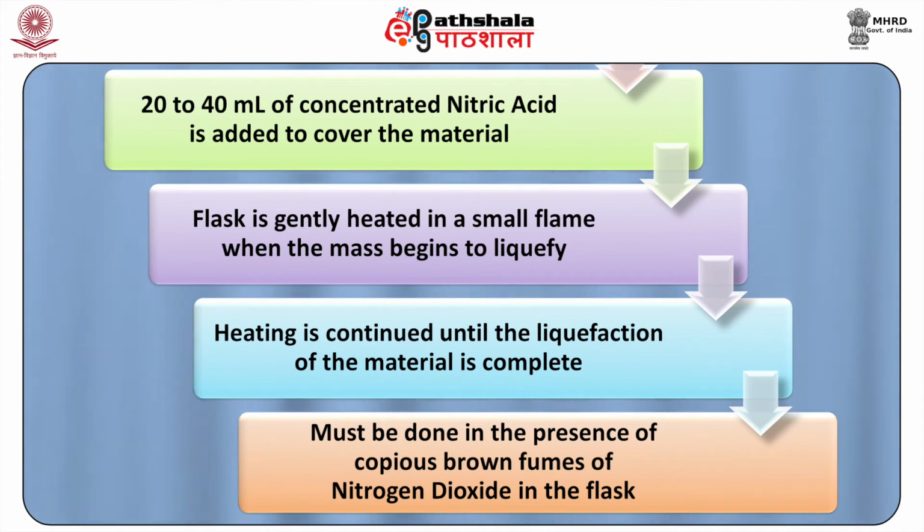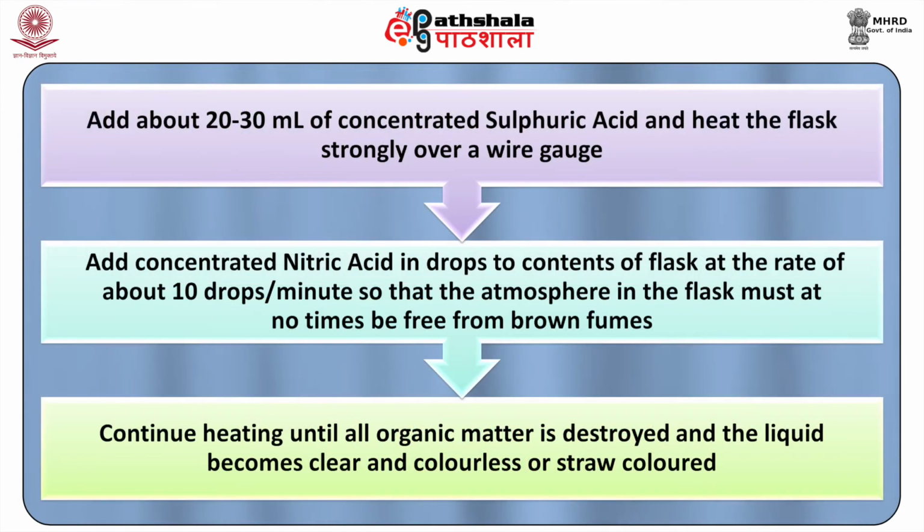The heating is continued until the liquefaction of the material is complete, and that must be done in the presence of copious brown fumes of nitrogen dioxide in the flask. At this stage, about 20 to 30 milliliters of concentrated sulfuric acid is added and the flask is heated strongly over a wire gauze, and concentrated nitric acid is added in drops by using a dropping funnel to the contents of the flask at the rate of about 10 drops per minute, so that the atmosphere of the flask must at no time be free from the brown fumes.